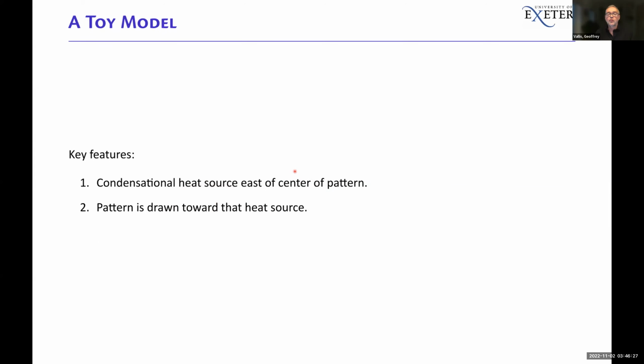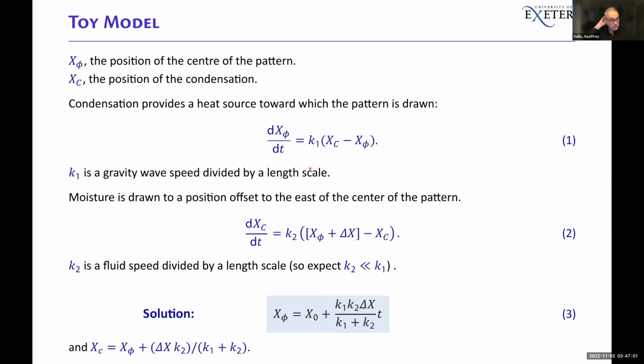We can actually make a little toy model of all of that. We're sort of making a toy model of a toy model, layering down our toy models. But the key features are simply that the condensational heat source is to the east of the center of the pattern. And the pattern is then drawn towards that heat source, which produces another condensational heat source east of the pattern.